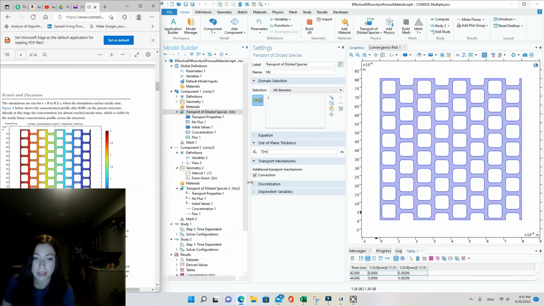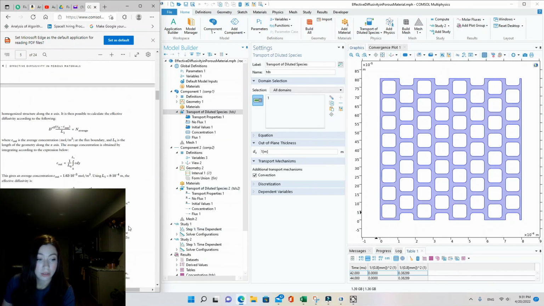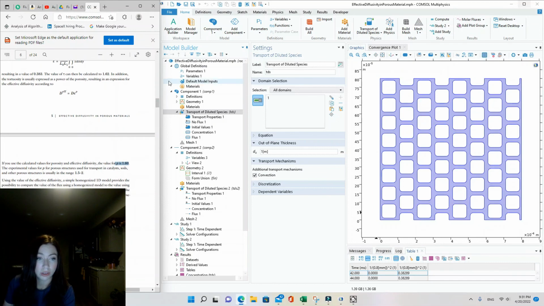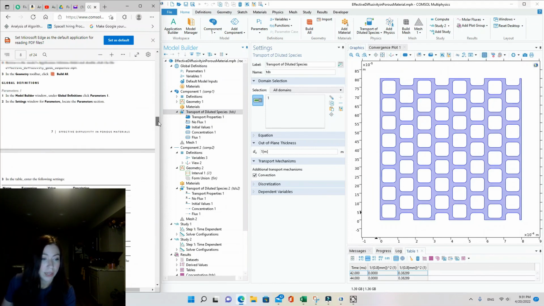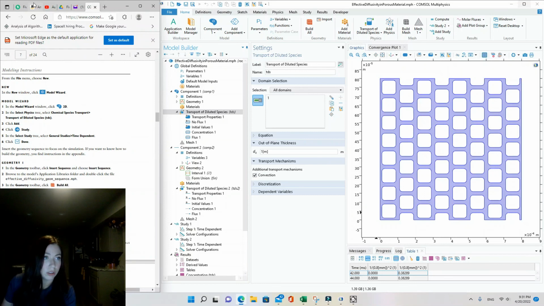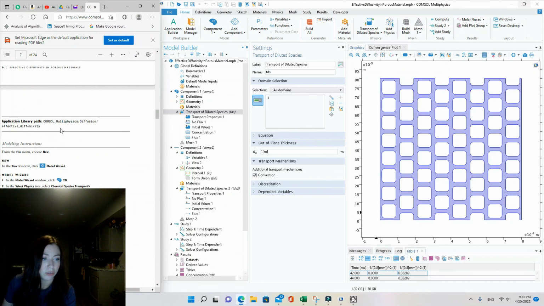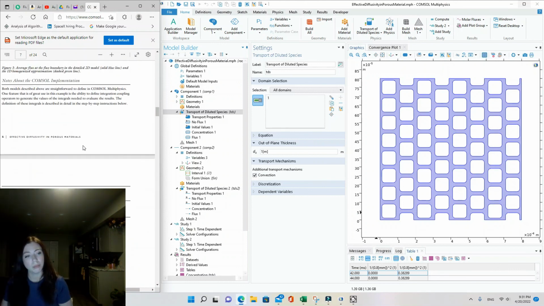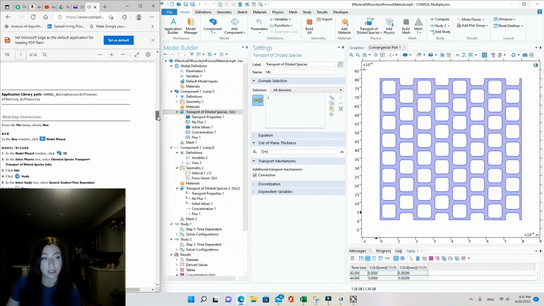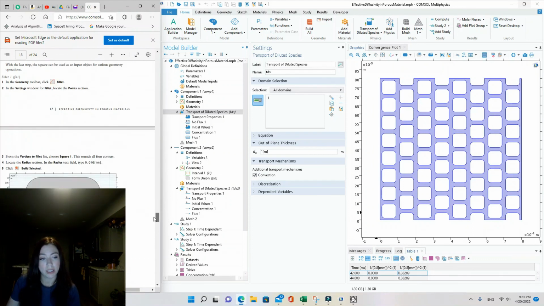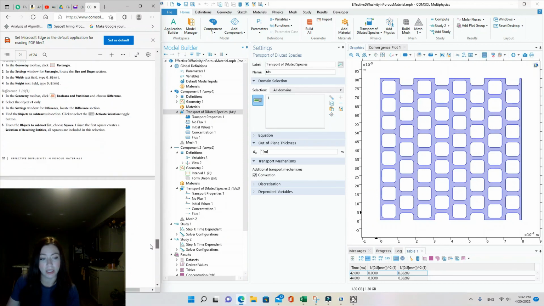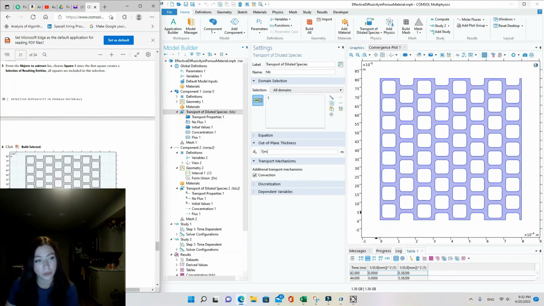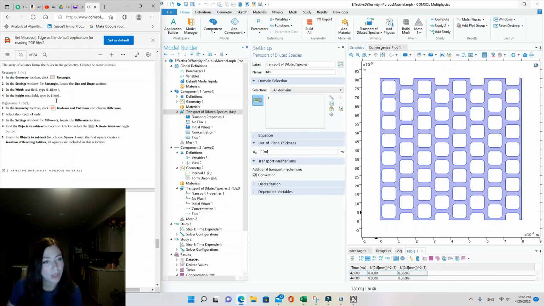So if you want to do this yourself, they offer the geometry file on COMSOL, where I found this tutorial in their application library. But I wanted to get the practice in actually creating the geometry from scratch. So that's why I went to the appendix first and created the geometry from scratch with the array function, which was new to me.